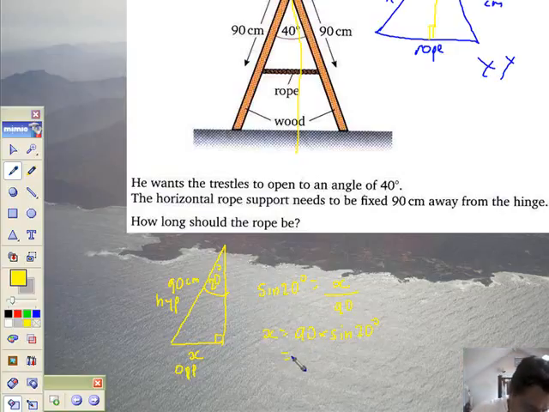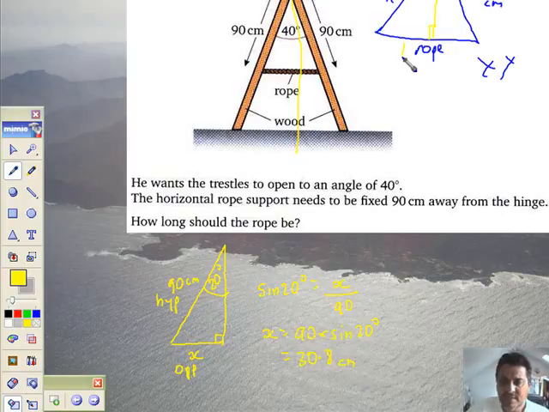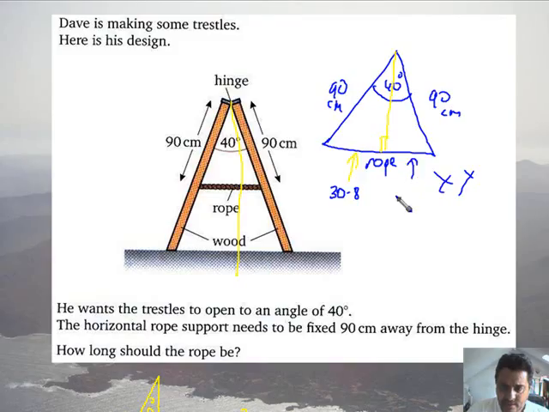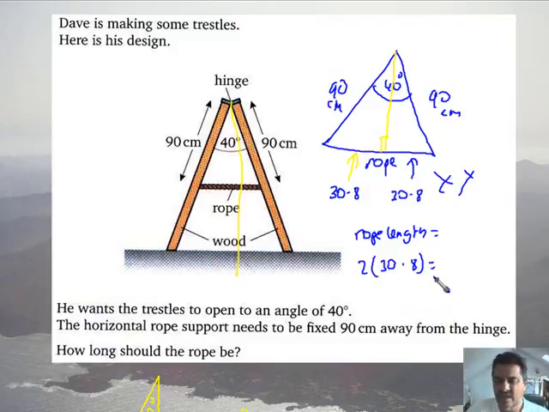90 sine 20 comes to, there it is, there's my calculation, 30.78. Well, we're going to call that 30.8, aren't we? So 30.8, and that will be in centimeters. Of course, that's only half of it. Let me label that in blue. So that's 30.8. That is also 30.8 because it's the other half of the rope. So rope length is going to be 2 lots of 30.8. So that will be 61.6 centimeters in length. Let's just check that.